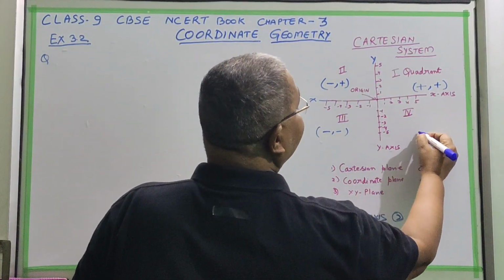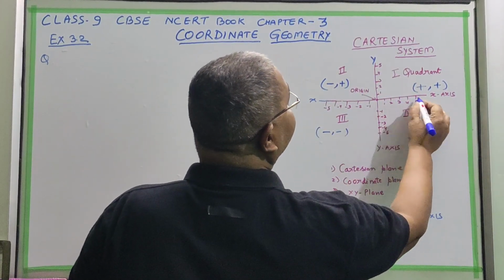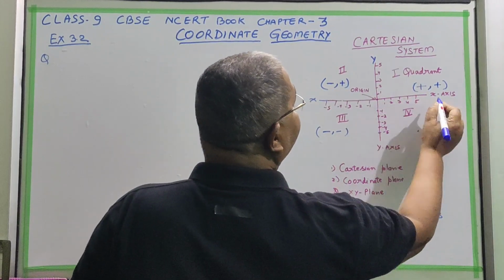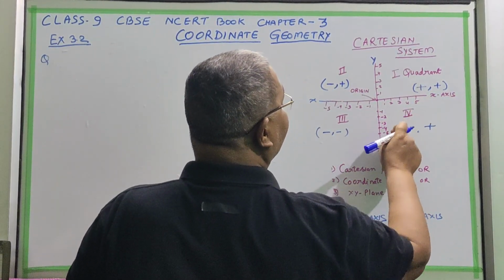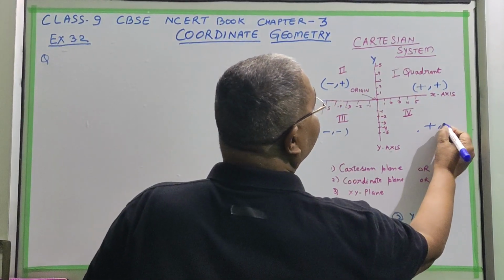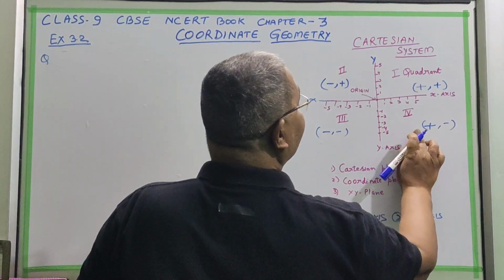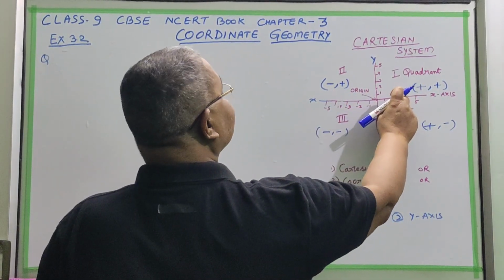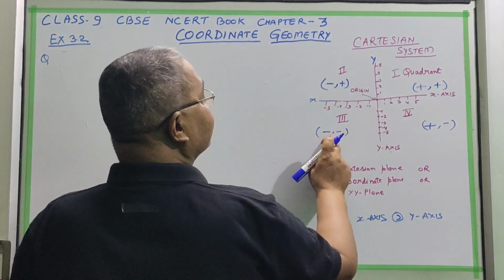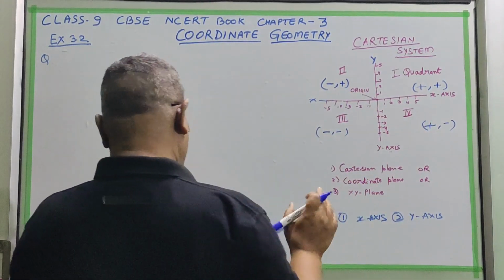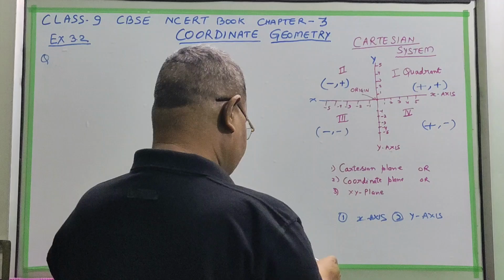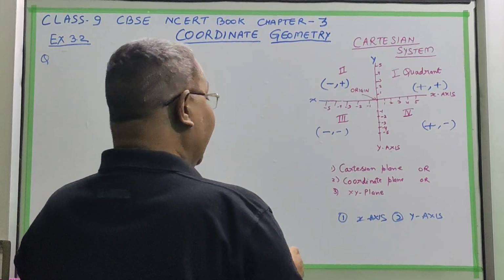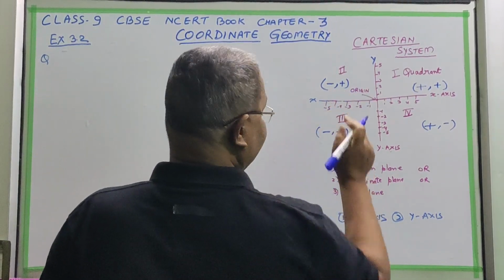Here, suppose any person wants to go here. First he will go to the positive side, and then he will get down to the negative side. So these are the coordinates. Here, this is plus plus, this is minus plus, this is minus minus, this is plus minus. Now we are going to the two points here.